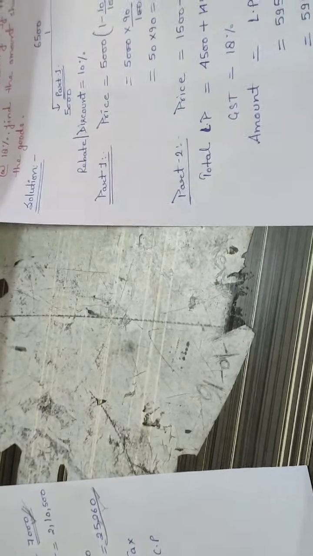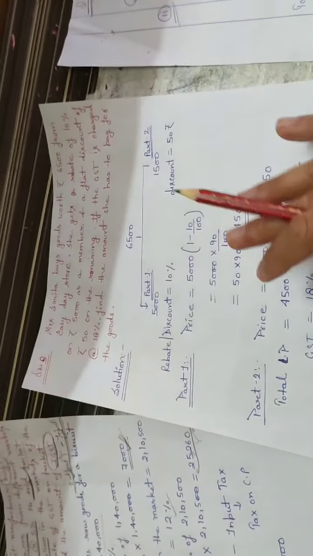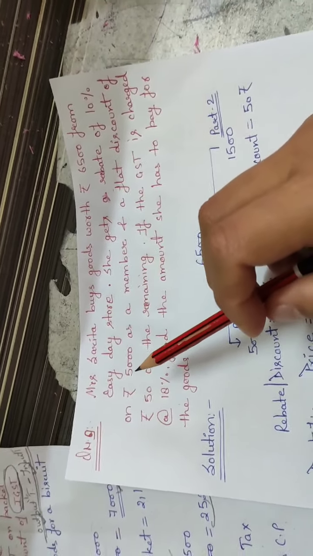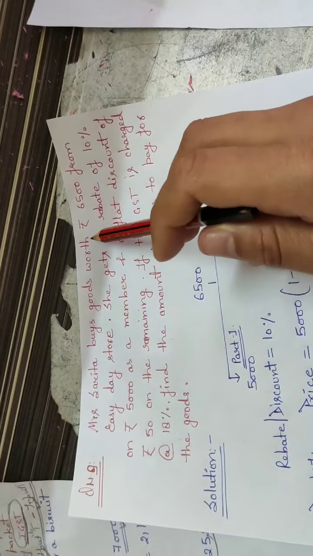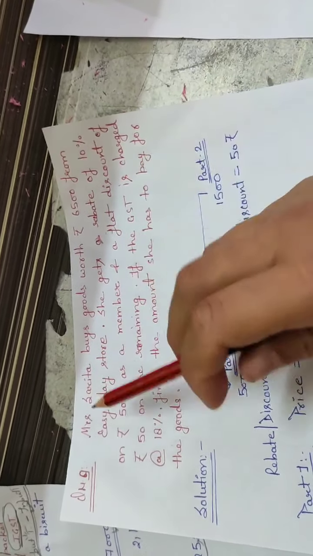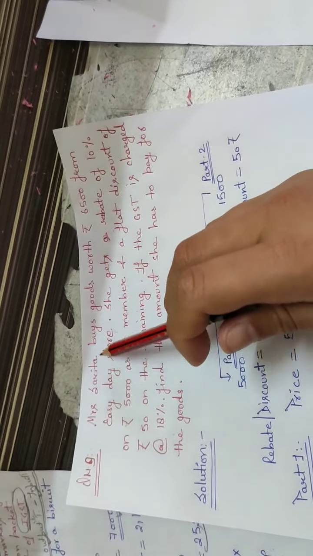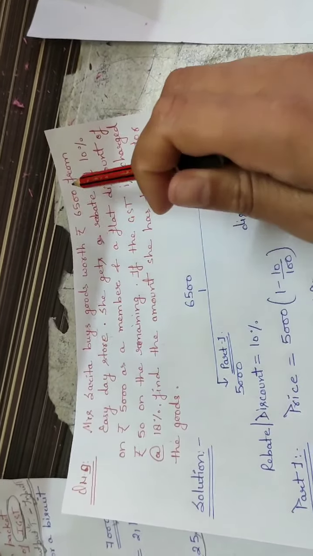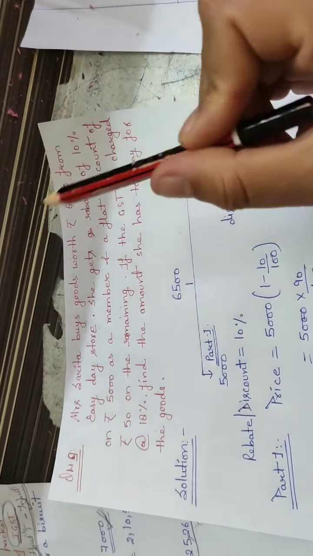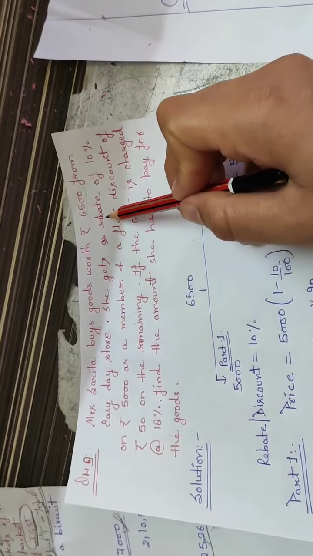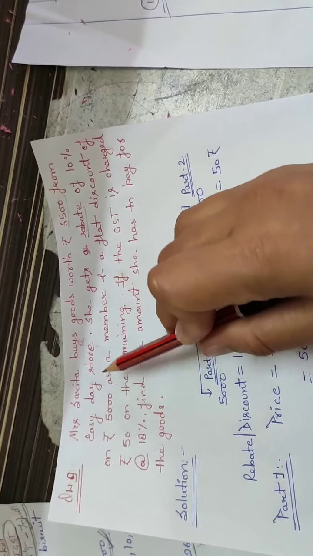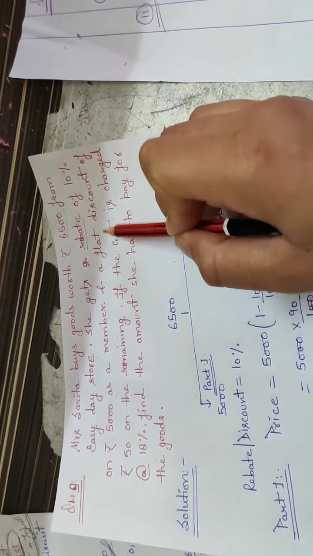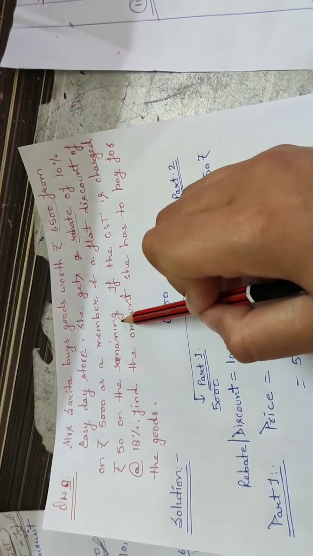Okay. Now, one more question I'm teaching. Question number 9. Mrs. Sarita buys goods worth rupees 6,500 from Easy Day store. Clear? She gets a rebate, in the sense of a discount, of 10% on 5,000 as a member, and a flat discount of 50 rupees on the remaining.